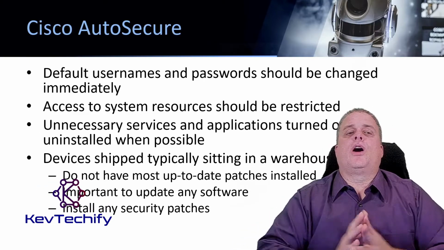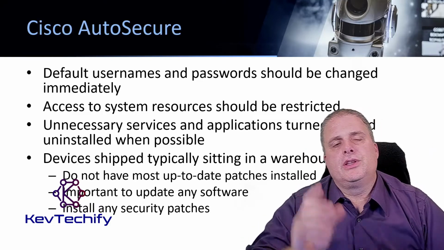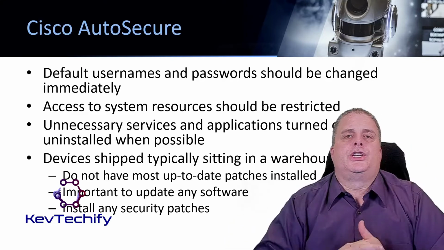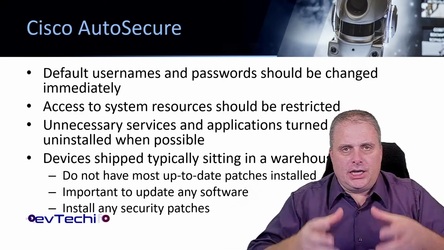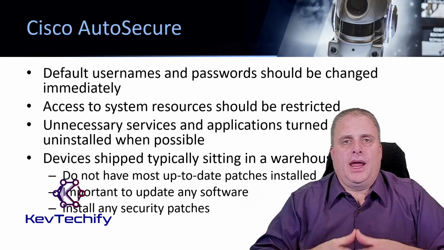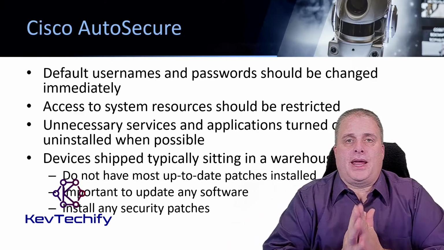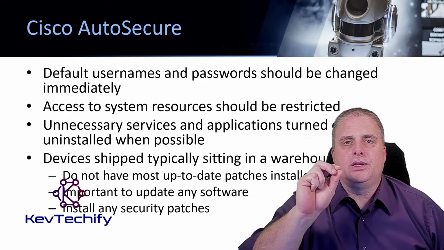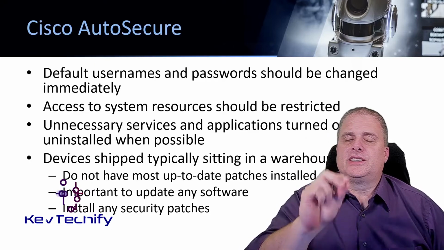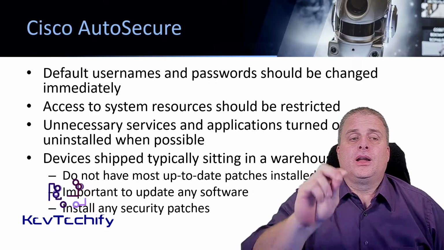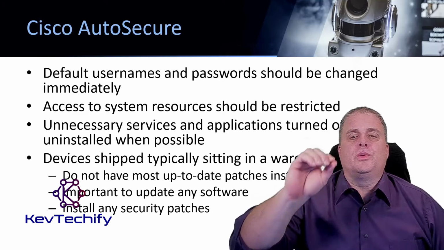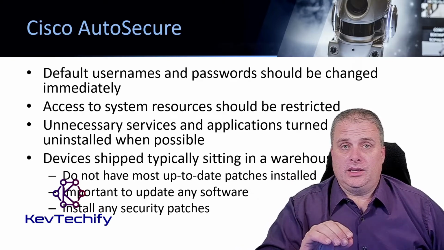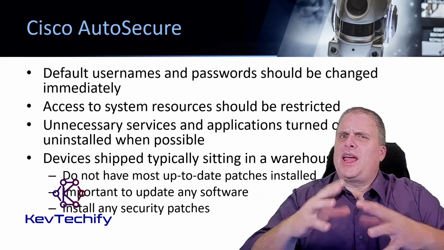In addition to Cisco AutoSecure, there are several measures you as the administrator should do. You should take default usernames and passwords and change those right away. If you can't change the default username, at least put a very, very complex password on there. A lot of times you can delete that default username. In some instances you can't, but what you need to do is make sure you remove all system resources that you can from those accounts you can't delete, and also make sure they only have access to the resources they need.